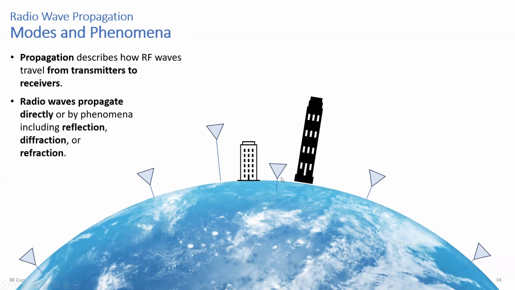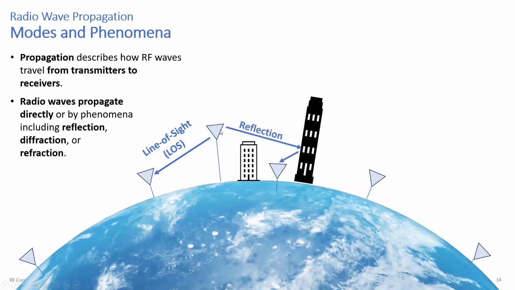So radio waves can propagate directly, right? They can propagate directly between two antennas. We call that line of sight. Or they can propagate by phenomena including reflection, diffraction, or refraction.